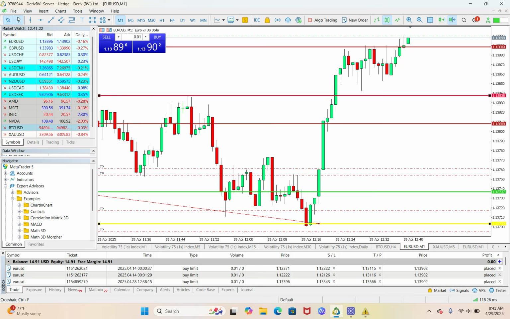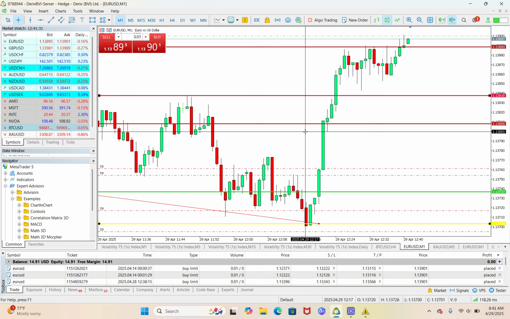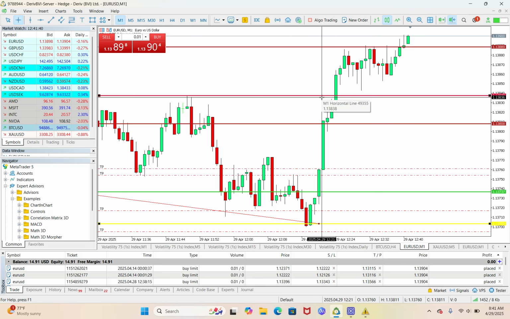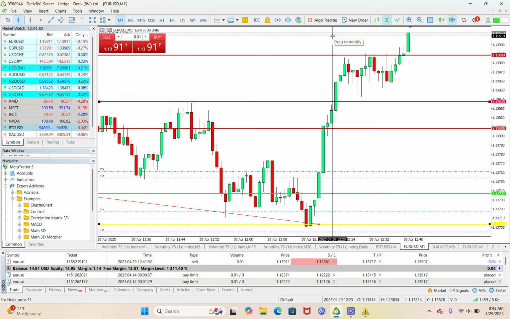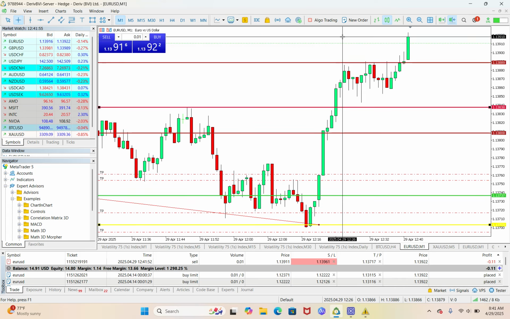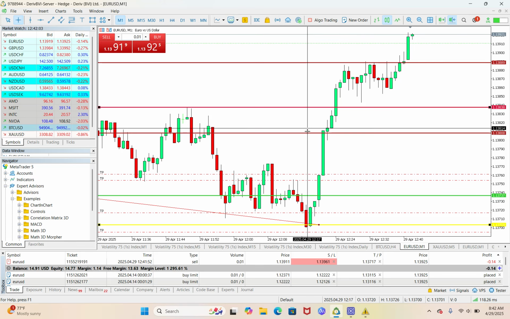Entry at 13,835, stop loss would be around 13,800, so 35 pips. So our profit would be 100 pips. Let's see if from entry to where the market is right now it is 100 pips. 835 to 900, 919. We want it to go at least 3 times the risk before we decide to take a trade right here.